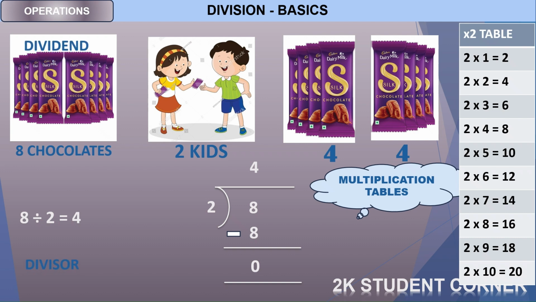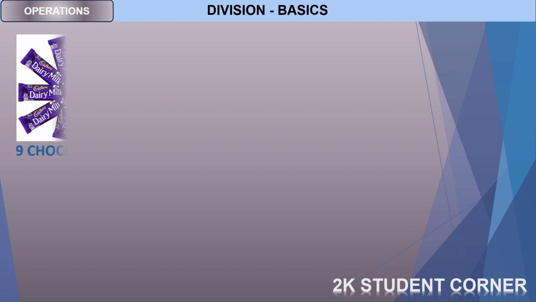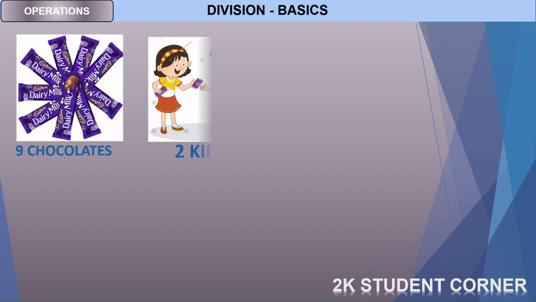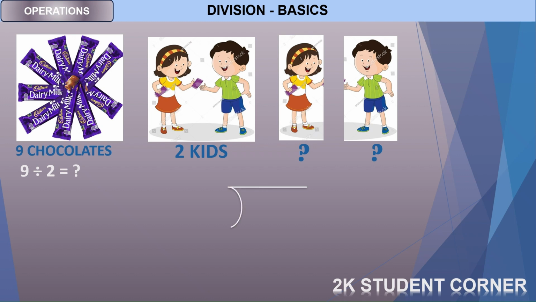In this problem, 8 is the dividend. 2 is the divisor. 4 is quotient. 0 is the remainder. This can be cross-checked with repeated subtraction. Now consider this problem. You need to share 9 chocolates with 2 kids. How many does each of them get? Same kind of problem with different dividend. 2 kids equal to 9 chocolates. 1 kid equal to 9 divided by 2.